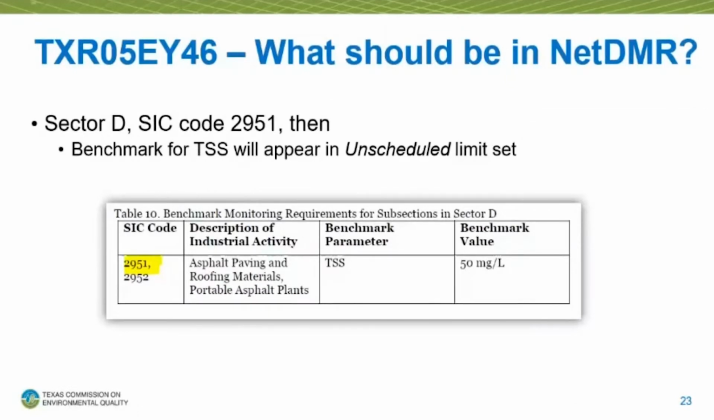Because they identified that they're in Sector D with an SIC code of 2951, there are benchmark requirements for that particular SIC code. If you look in the permit, you'll see SIC code 2951 has benchmark monitoring for TSS. So that's going to appear in their unscheduled limit set as well for reporting of that value.